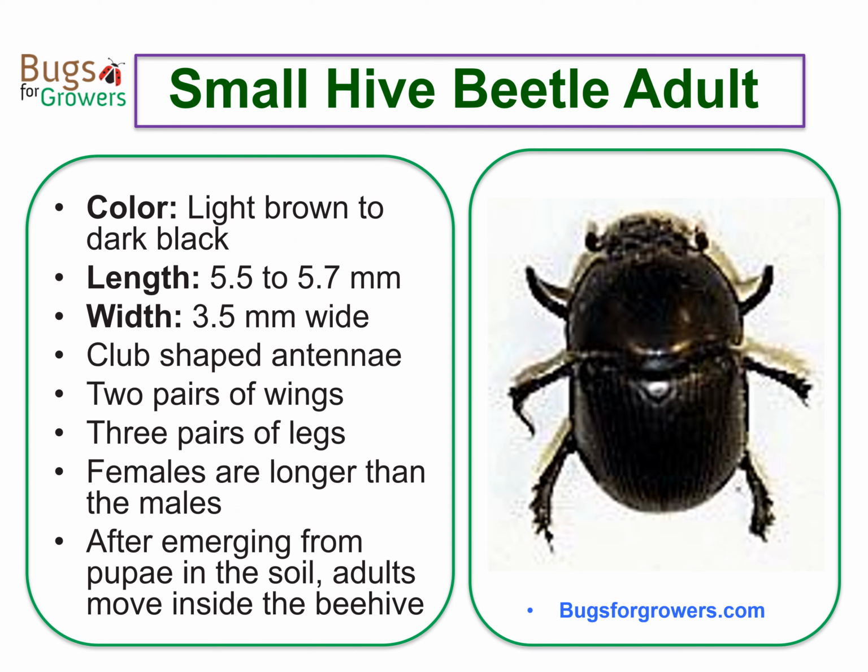Now we will learn how to identify adults of small hive beetles. Adults of small hive beetles are easy to identify because they are very small, about 5.7 millimeter long and 3.5 millimeter wide. Like many other species of beetles, they are dark brown to black in color, but the main identifying characteristic is that they have club-shaped antennae.